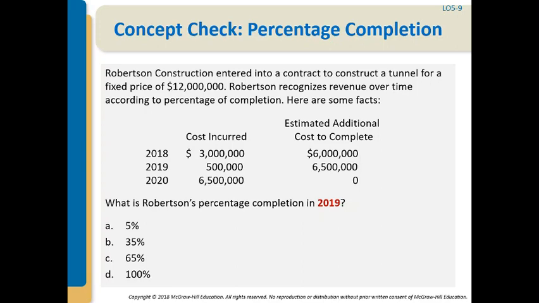Cost incurred in the second year is 500,000. So estimated additional cost to complete is now 6.5 million. Last year, costs incurred 6.5 million. Additional cost to complete is 0. So the question here is, what is Robertson's percentage completion in 2019? Okay. So the answer is 35%.